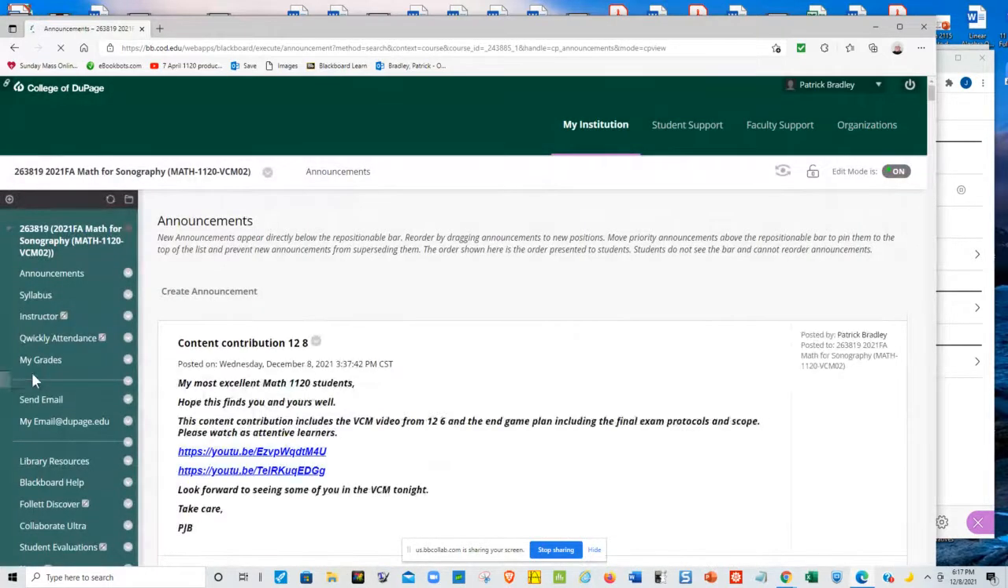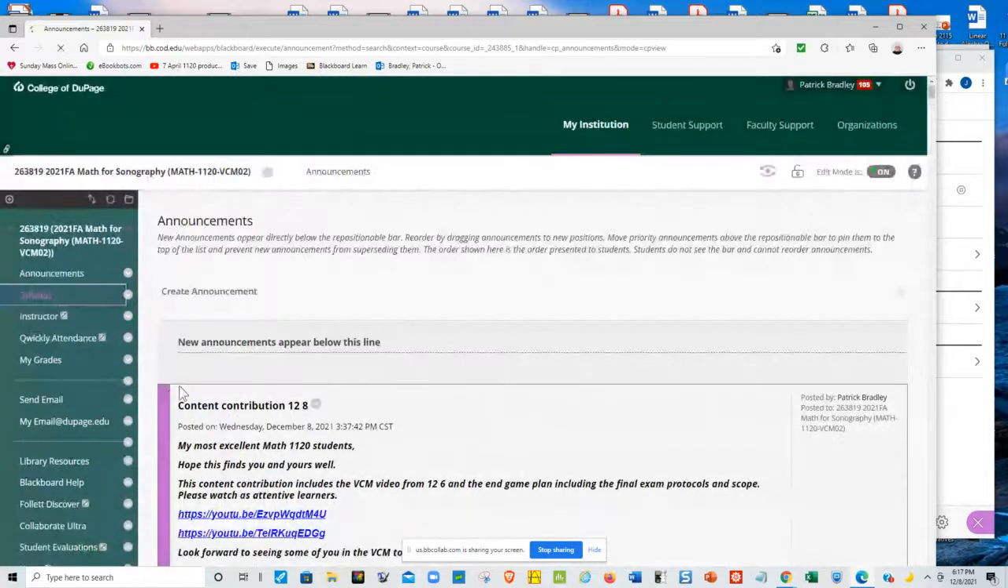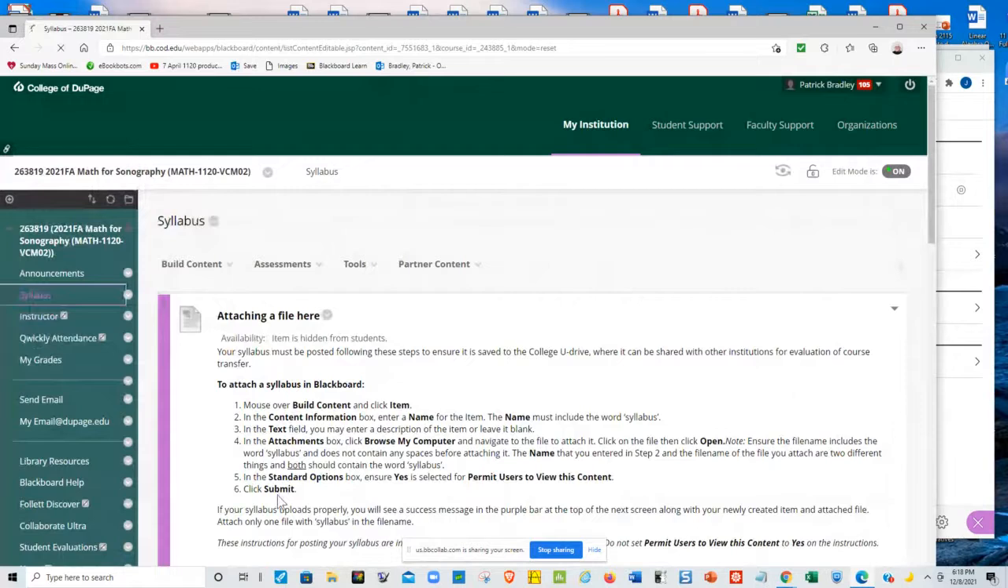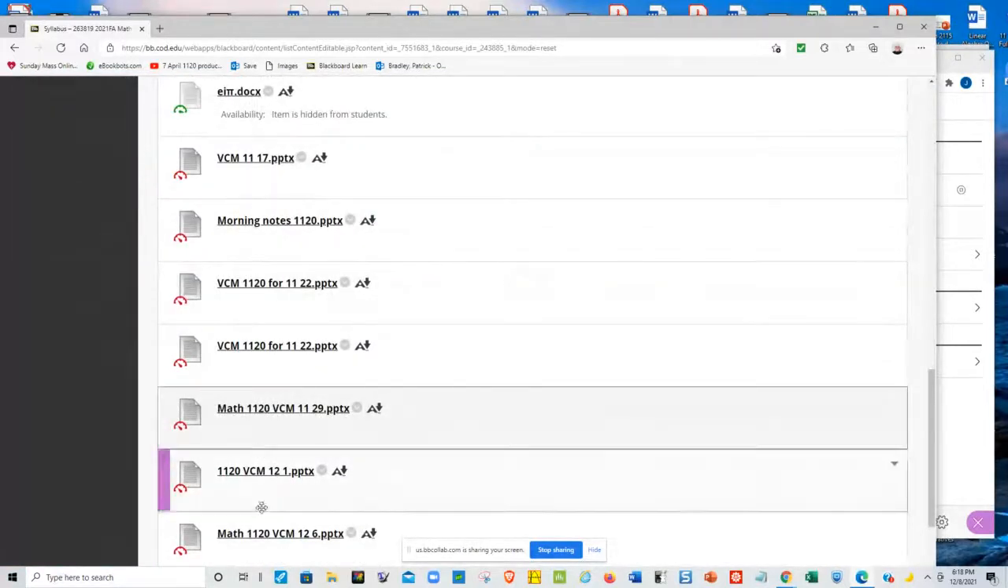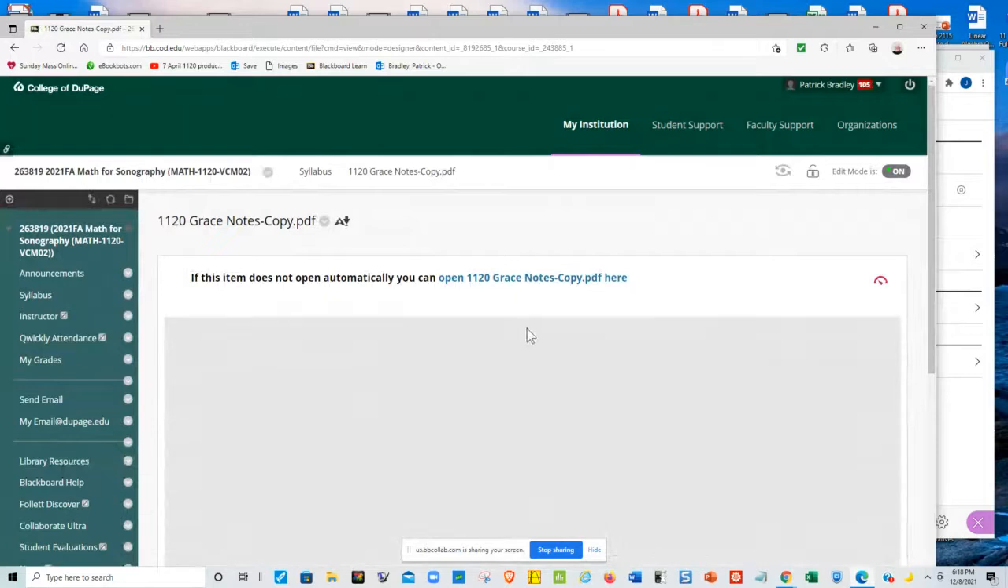Anyway, I think it is in the syllabus tab where I have the grace notes. So I'm going to the syllabus tab. And here's the syllabus tab, and I will find the grace notes. This is where the grace notes are going to be. So you just will go here and look at these. So here are the grace notes right here, and opening them.